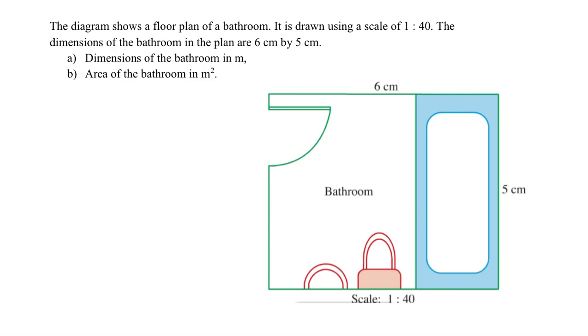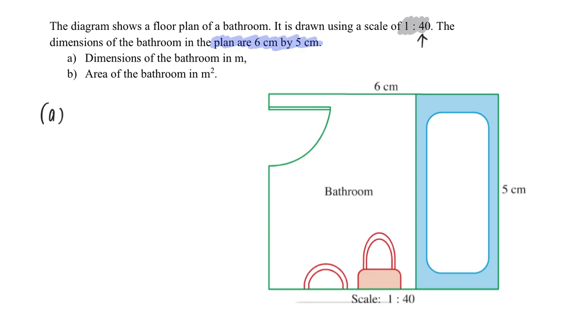Hello everyone, welcome to this part of the video where we are given the floor plan of a bathroom. This question gives us the scale 1:40. That means the actual bathroom is 40 times larger than the plan itself. They also give me the dimensions of the plan, 6 cm by 5 cm. We are now going to find the dimensions of the actual bathroom in meters.